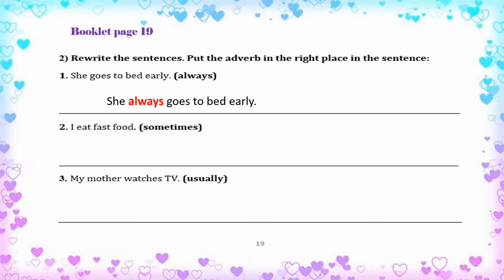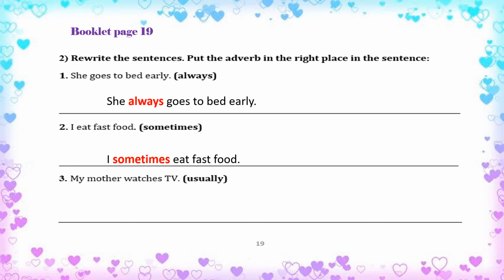Number 2, I eat fast food. In order to make it easier for you, just look at the subject and the main verb. Where is the subject? Excellent. It is the I. And the main verb is eat. So we must put sometimes between them. I sometimes eat fast food.